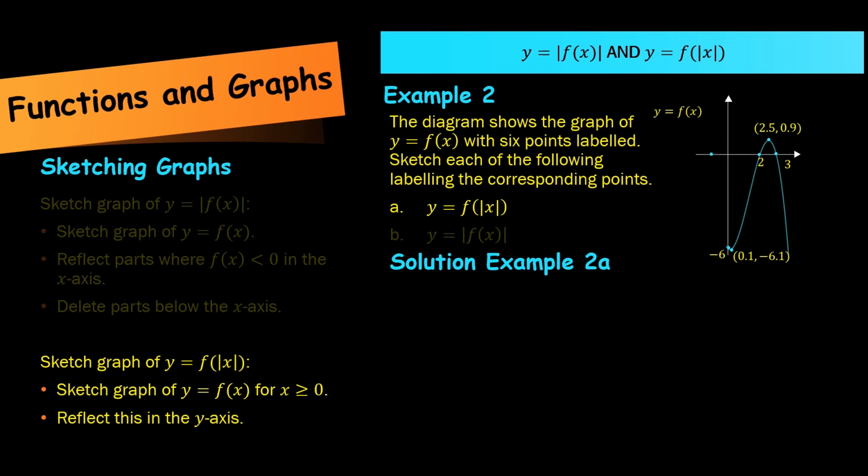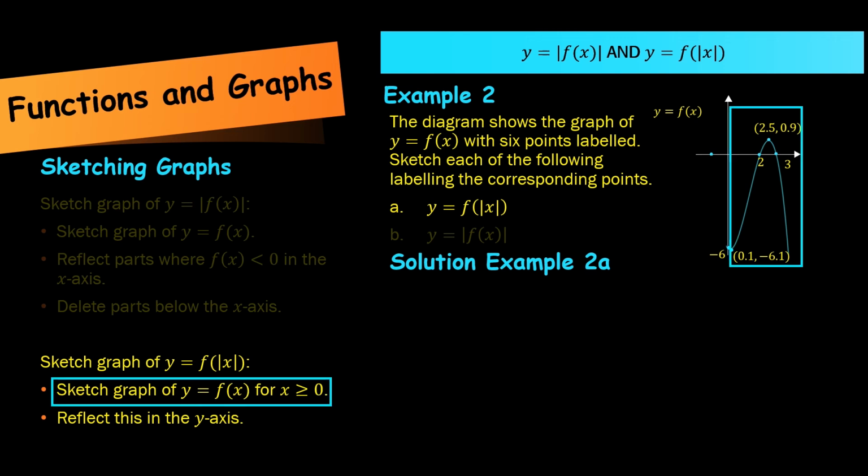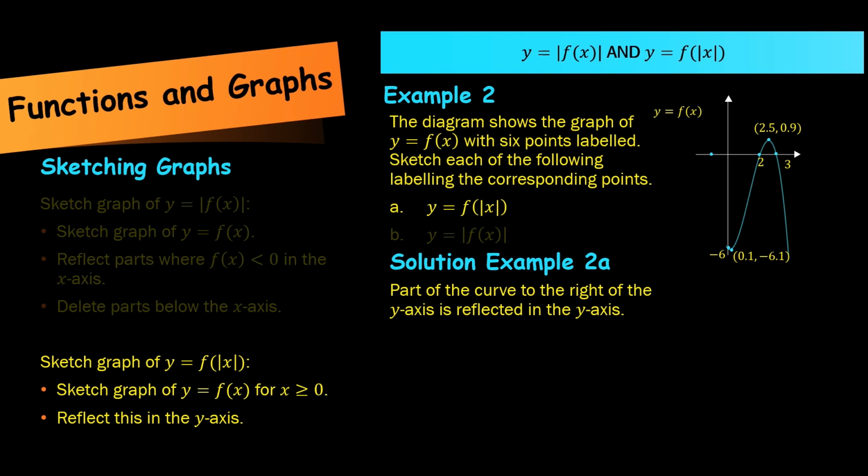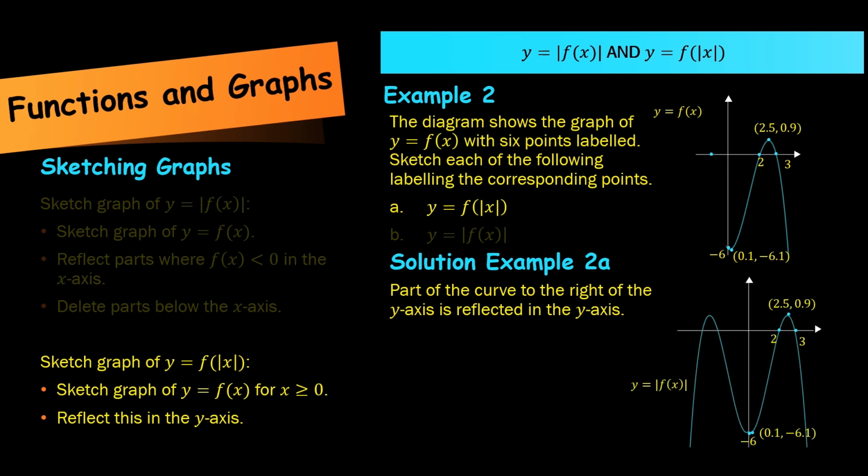We begin by sketching the graph of y equals f of x for x greater than or equal to 0, as shown here. Then the part of the curve to the right of the y-axis is reflected in the y-axis, as shown here. And here are the corresponding points.